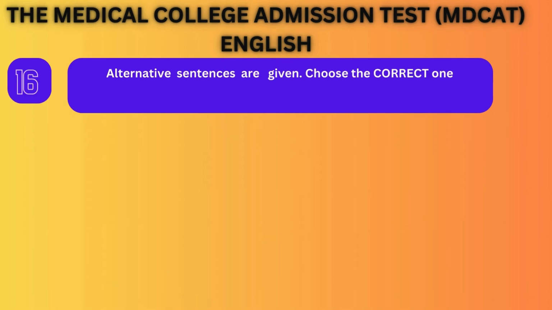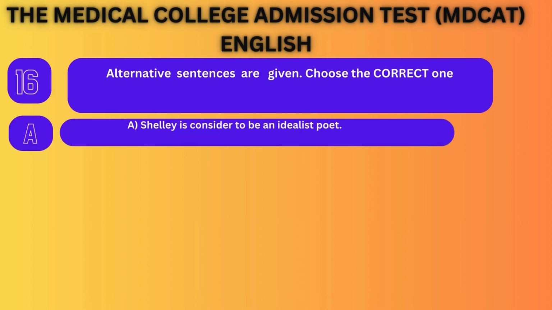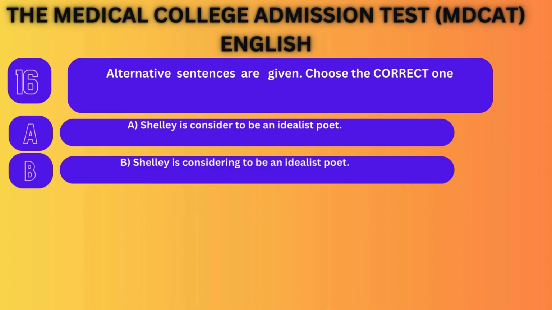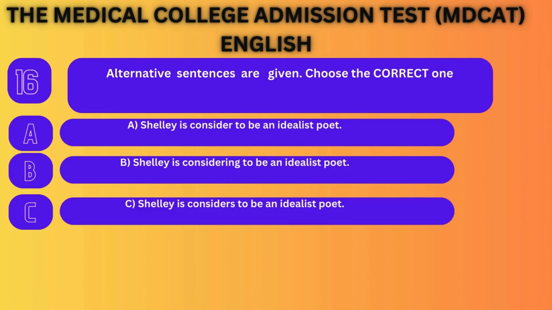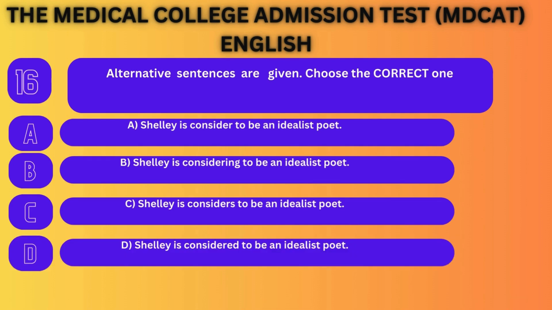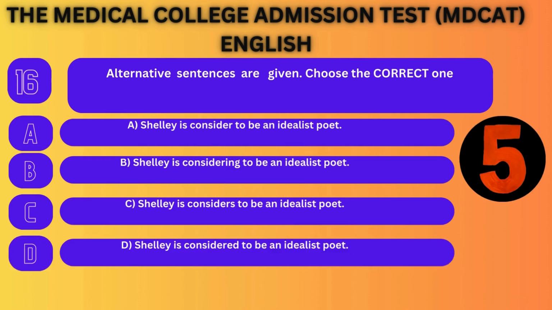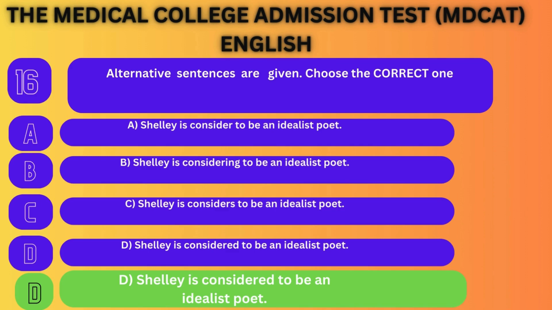Question number 16. Alternative sentences are given. Choose the correct one. Option A, Shelley is considered to be an idealist poet. Option B, Shelley is considering to be an idealist poet. Option C, Shelley is considered to be an idealist poet. Option D, Shelley is considered to be an idealist poet. Correct answer is D.